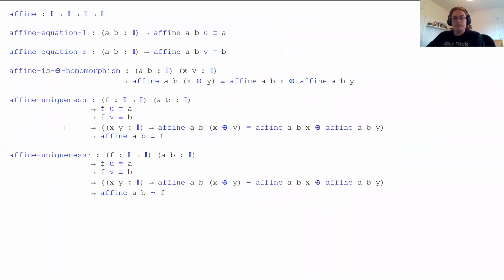Okay, so now let's take a look at what this looks like in Agda. As you can see, we have our function affine and our defining equations here. So we've got the left equation as before, affine A B U equals A, the right equation, the fact that it's a midpoint homomorphism for any A B, and the fact that it's unique. And it's just the type signatures here, because remember, these are axioms. And we then have the trivial corollary that any function f that satisfies the three properties, the left, the right, and the midpoint homomorphism, is identical to affine A B for any A B.